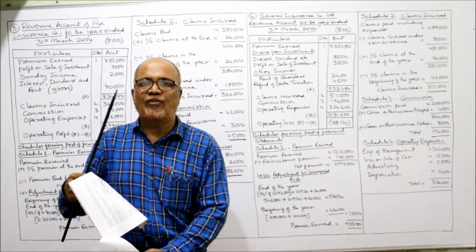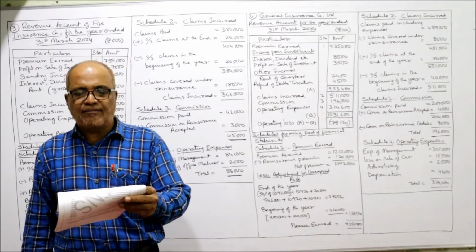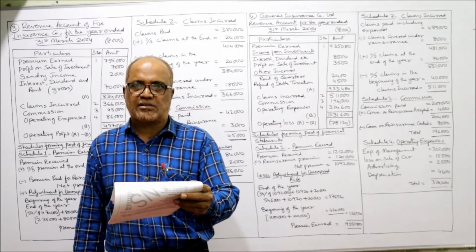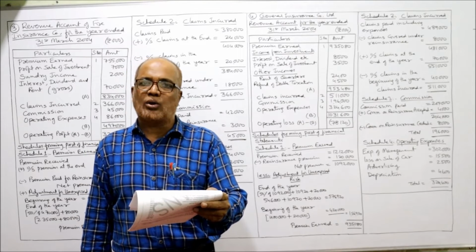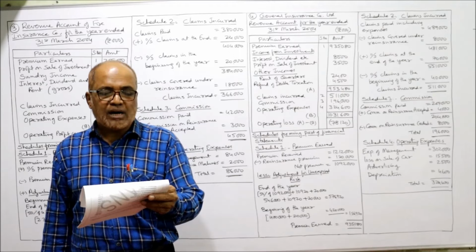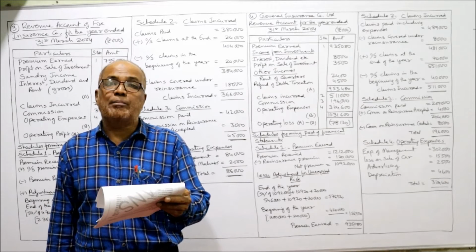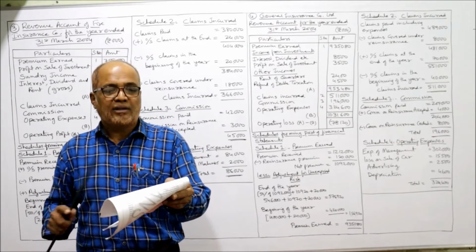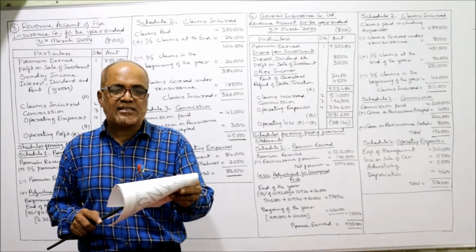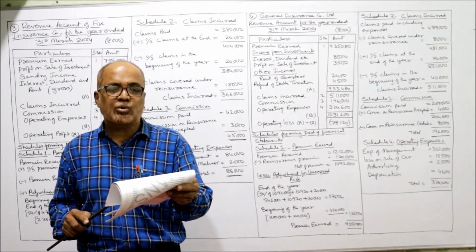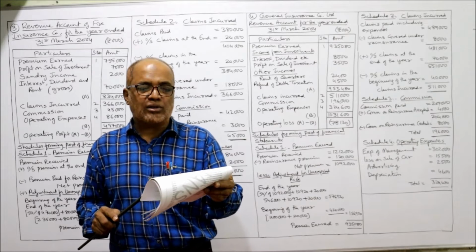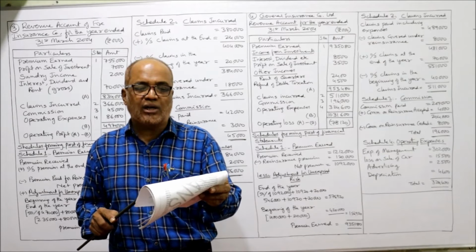So this is the end of problem number 3. Now I am reading out problem number 4. From the following particulars as at 31st March 2004 in the books of the General Insurance Company Limited, prepare the revenue account in respect of fire insurance business. Again we have to make the revenue account of fire business. Now claims paid, schedule number 2. Claims outstanding on 1st April 2003, the beginning of the year, minus. Claims intimated and accepted but not paid on 31st March 2004, end of the year outstanding, will be added.